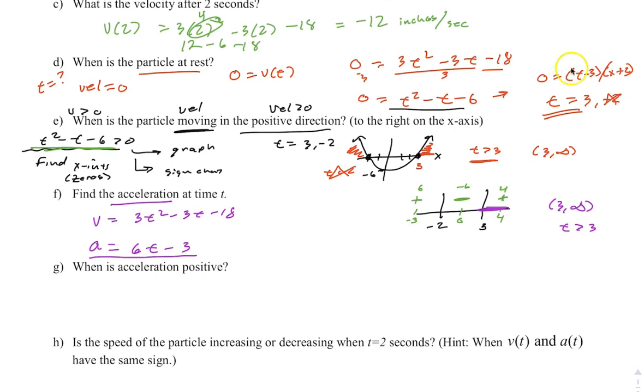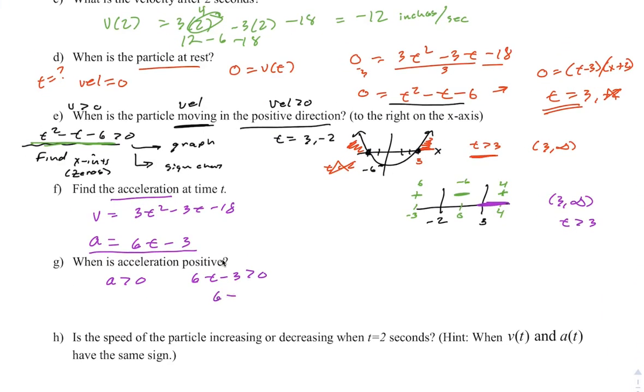And like we talked about before, when is the acceleration positive? I just want my acceleration to be greater than 0. So I'm going to set 6t minus 3 greater than 0. Now this is a linear function, so it's a much easier linear inequality to solve. 6t is greater than 3, add the 3 over, divide by 6. So t is greater than 3/6, or t is greater than 1/2.